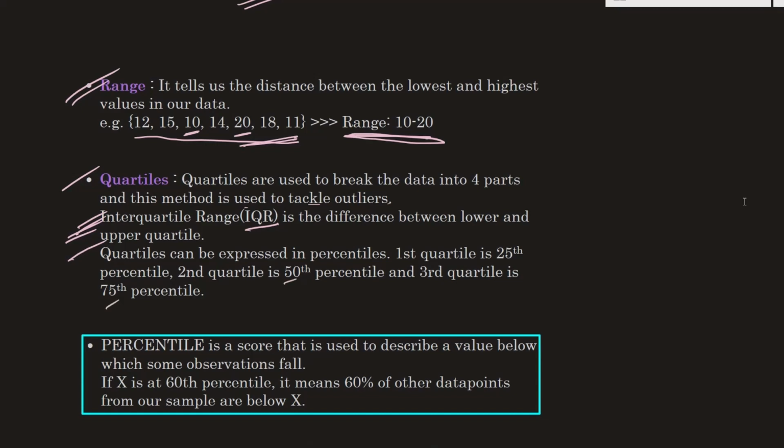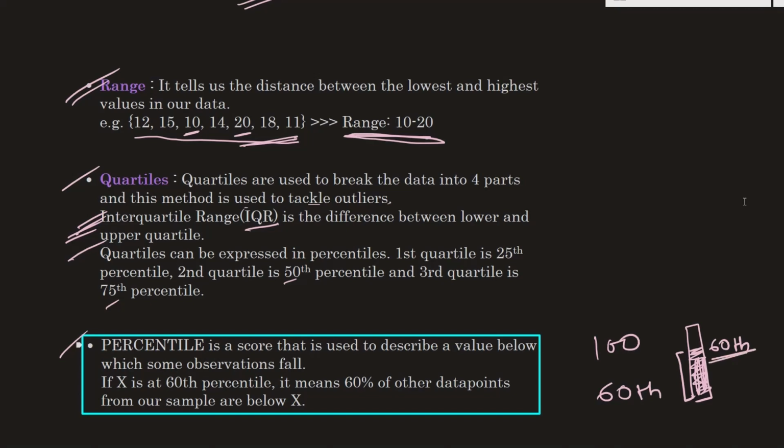By the way, if you're someone who is not familiar with the concept of percentile, then please quickly have a look at this one as well. Percentile is a score that is used to describe a value below which some observations fall. So let's say you are competing with 100 students and I tell you that you stand at the 60th percentile. In that case it means that 60% of the students have scored lower than you. So let's say over here, if you are at this point, the 60th percentile, then it means this many students have scored lower than you, and this is something that you can consider as your rank.